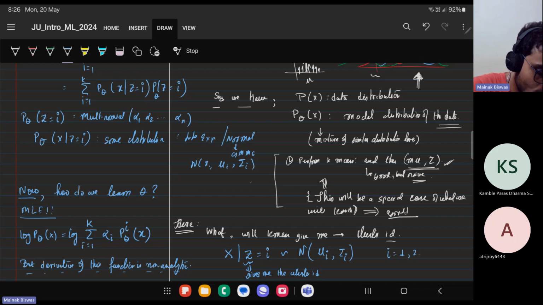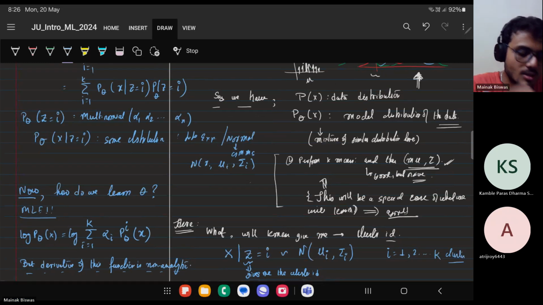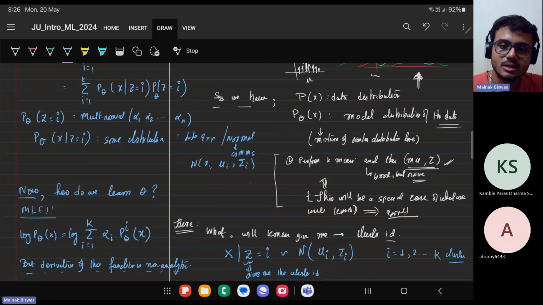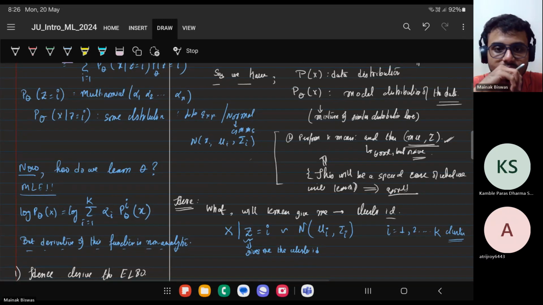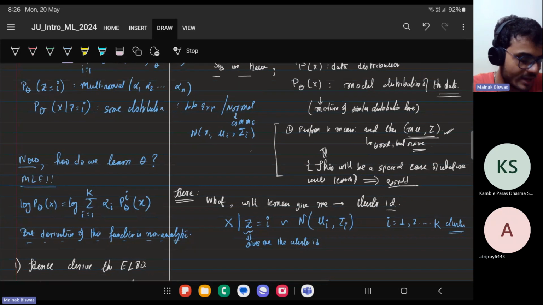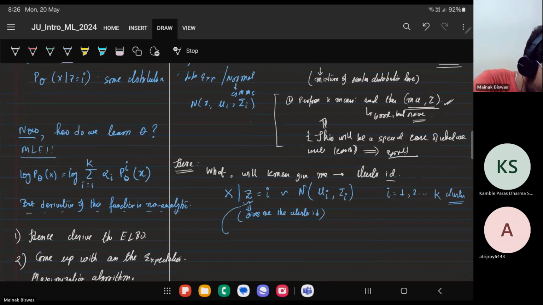Say i equal to 1 to k clusters. How many clusters? k clusters is what I'm selecting, right? This is what you told me. X given Z gives me the cluster. If I know the cluster ID, I can fix this. But I am telling you that I will not use k-means to learn Z. This also I will try to learn somehow. But how?